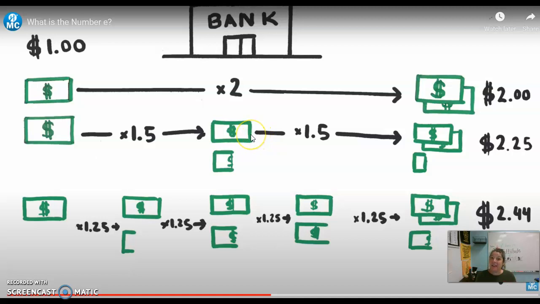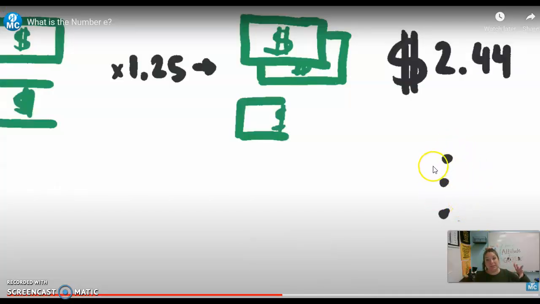Then they can add interest halfway through the year. And so if they do that halfway through the year, your $1 6 months later turns into $1.50. Now you have $1.50, right? And they're going to give you interest on that. And so you have $2.25. Then they could do it quarterly, which is 4 times a year. And so you end up getting $2.44. So when you're shopping around for banks, you kind of want to look for a bank that's going to give you more money if you leave your money there. What happens is the more times that you add interest in, the closer and closer you get to that 2.718, okay?